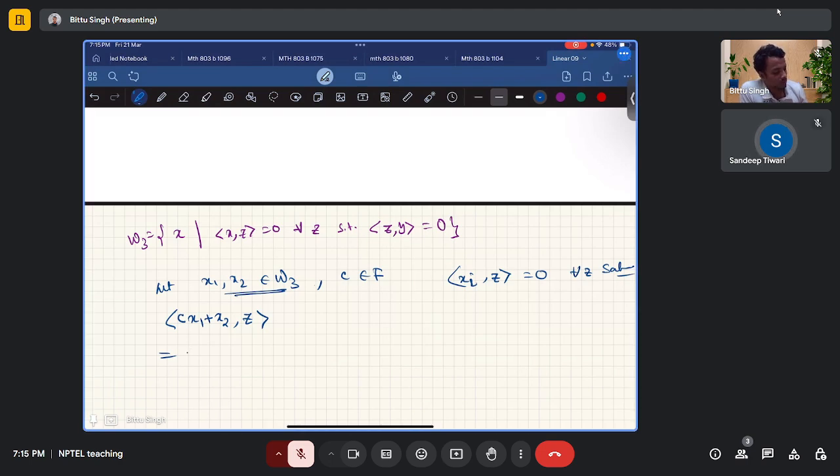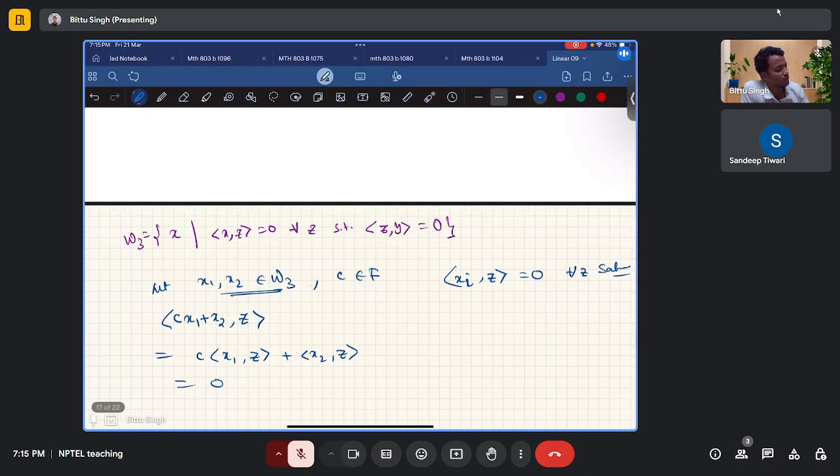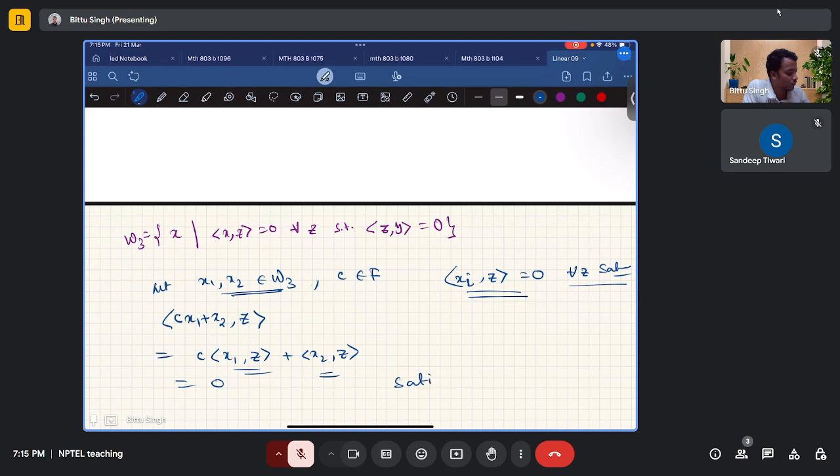So that means, by the same reason, c times x1 inner product z plus x2 inner product z. Those are 0, right? Those are 0 by this. So this is 0 for all z satisfying this condition, and their sum is also 0, for all z satisfying that same condition, that is, z inner product y is 0. So from here it is clear that W3 is a subspace.